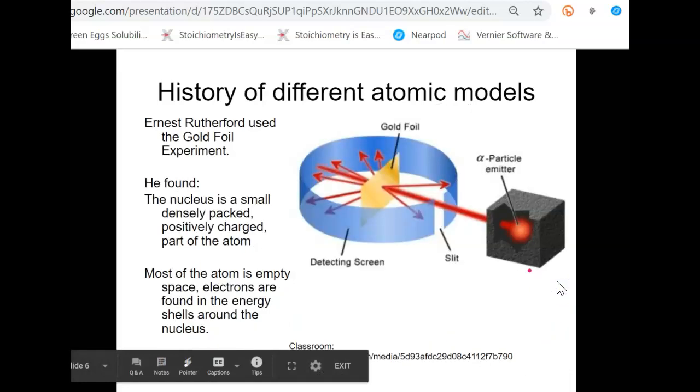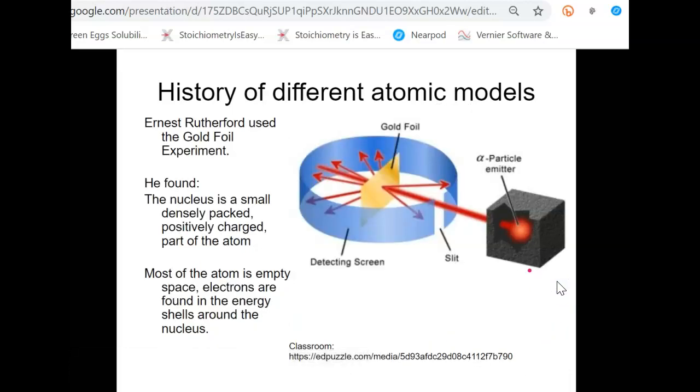All right, our next scientist that we need to talk about, also mentioned in the previous video you watched, is called Ernest Rutherford. He used something called the gold foil experiment to figure out that there was a small, densely packed area in the atom where there was a positive charge. And here's what happened. He used a source of power called an alpha particle emitter. An alpha particle is really 2 protons and 2 neutrons.